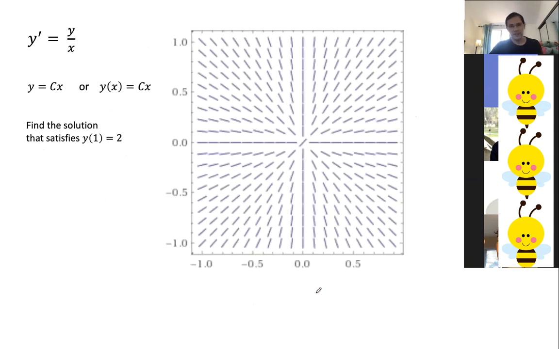So this is the direction field of this equation that we have just solved. This is the function y equals x. This is one solution. This is the function y equals negative x. This is another solution. This is the function y equals 2x. Okay, and so on and so forth.